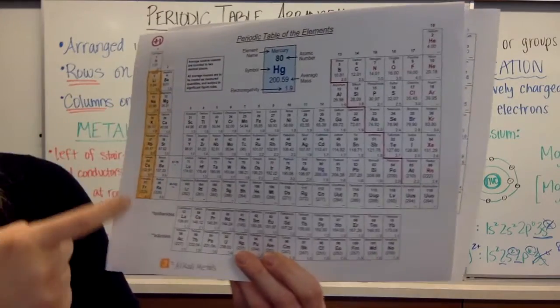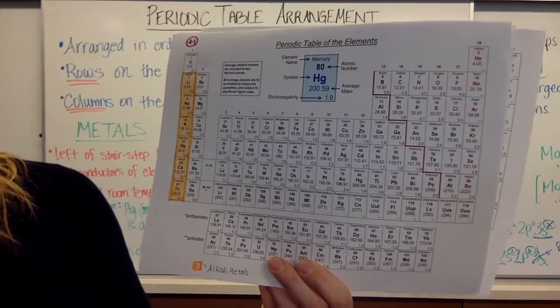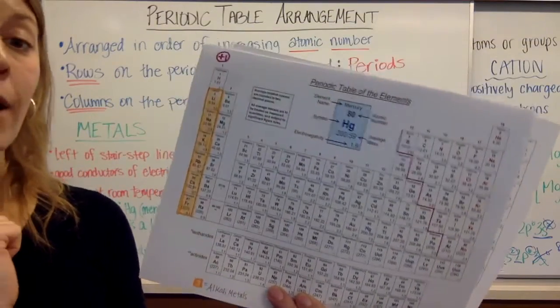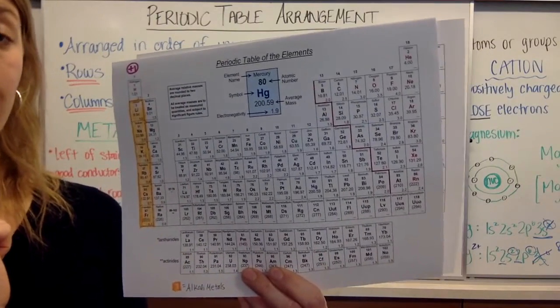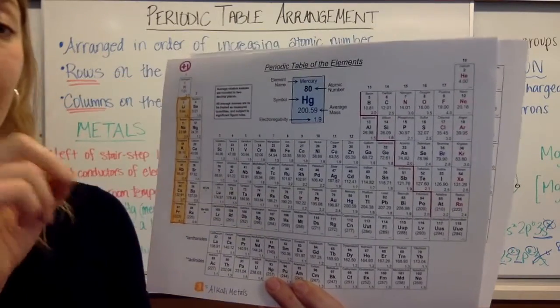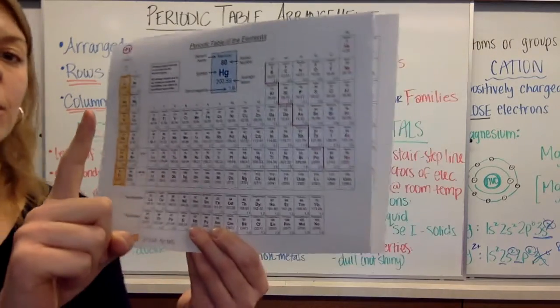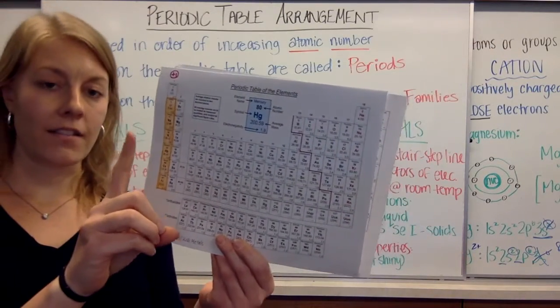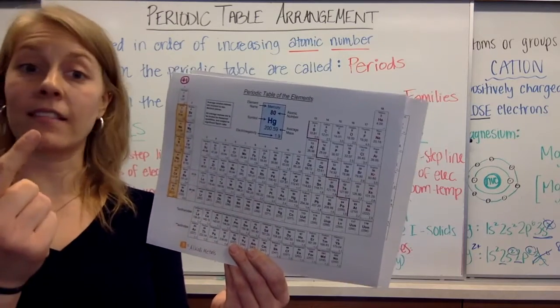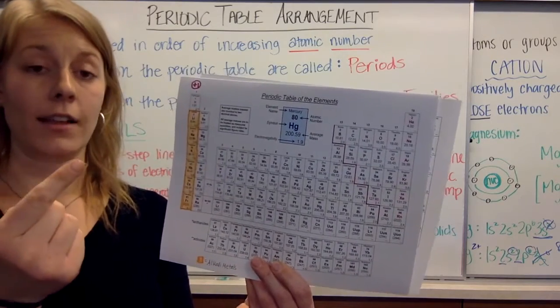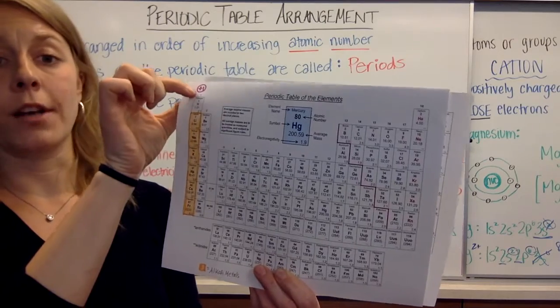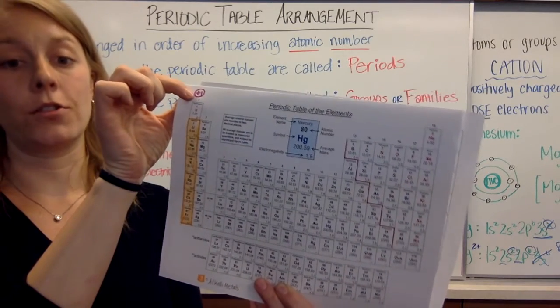Now I've colored the alkali metals orange. The alkali metals are right here. It's everything in group 1 except for hydrogen. Important things to know about alkali metals is that they're very reactive. So we know that they're in group 1. That means they only have 1 valence electron. It's going to be very easy to lose that valence electron. So they're going to lose that 1 valence electron instead of gaining 7 to look like a noble gas. When they lose that 1, they become positively 1 charged.